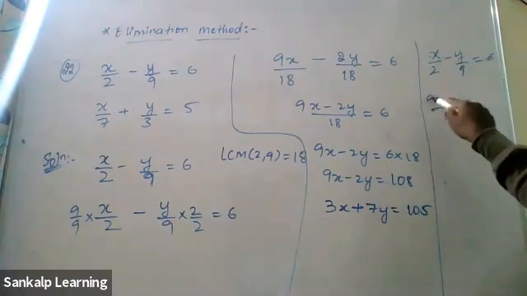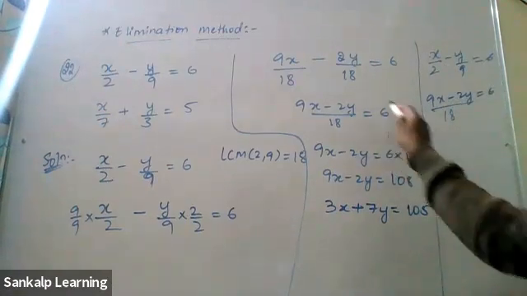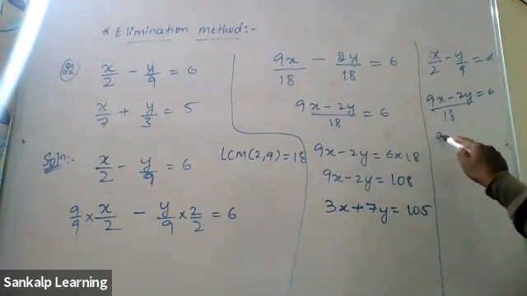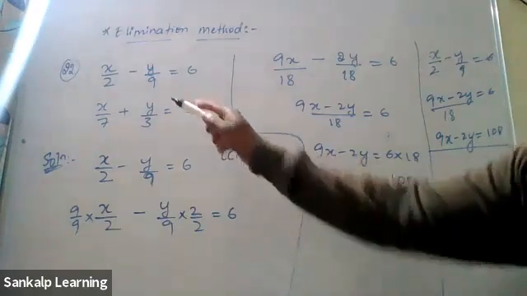9 into x is 9x. 2 into y is 2y. Directly you come to this step. Send 18 to the other side. 9x minus 2y equal to 6 into 18. 6 into 18 is 108. See, you got it very easily. Similarly, you can do for that.